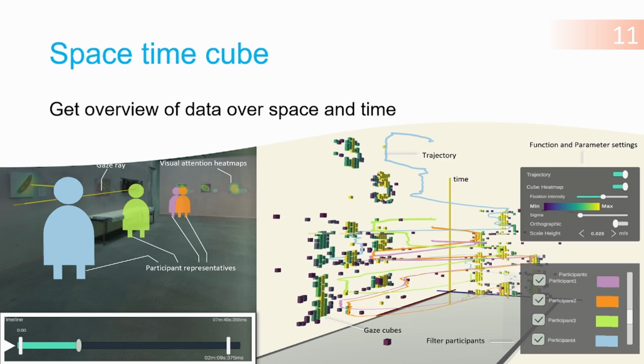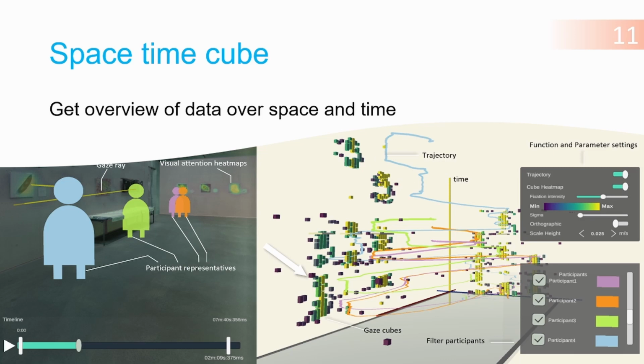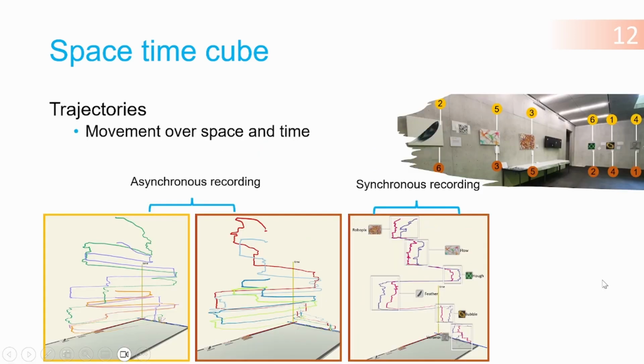The space-time cube visualization visualizes the trajectory of the participants over time as depicted here, and additionally visualizes the gaze distribution using a gaze cube visualization. The trajectory visualizations do show the movement of the individual participants over space and time. Since we specified 2 different orders for viewing the artwork collection, we have 2 different patterns of movement.